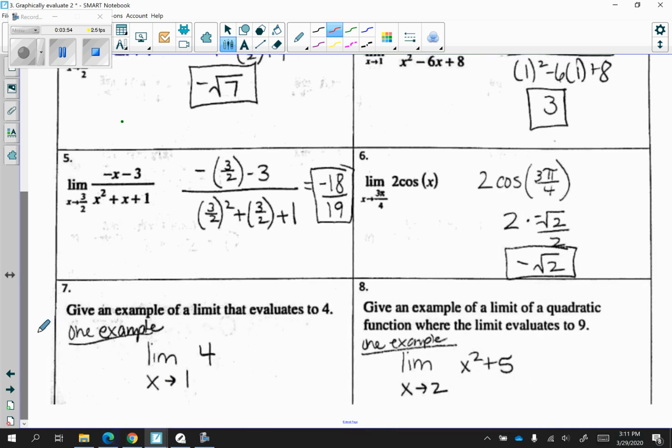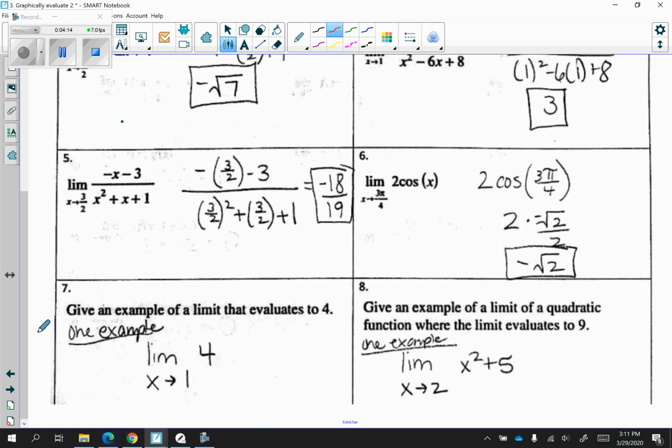Now, number 7 and number 8, you might have different answers, and that's okay. There are many different answers to have. But for number 7, give one example of a limit that evaluates to 4. I wrote the limit as x approaches 1 of 4. Remember, 4 is a constant, so no matter what, you're going to get 4. X could have approached any number.